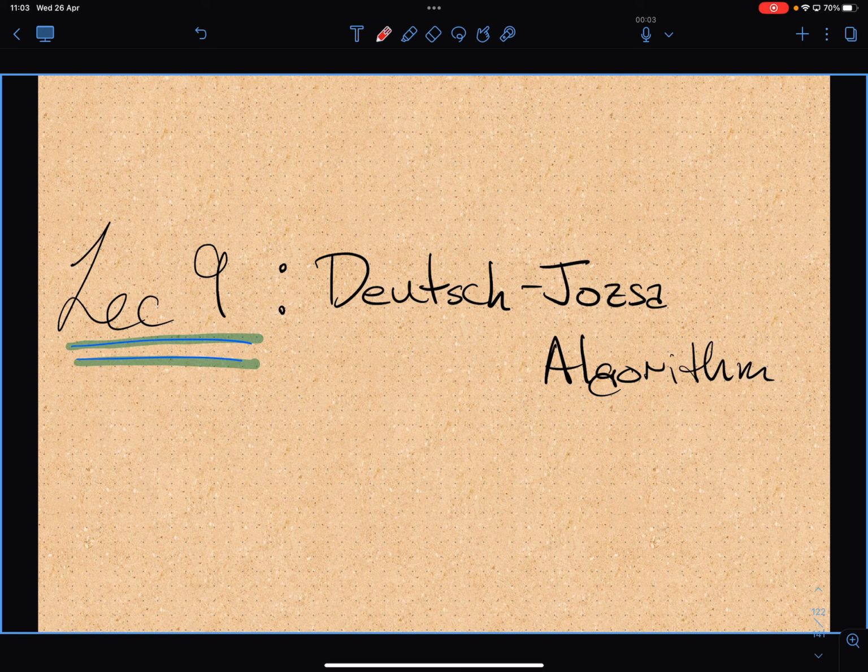For preparation, you should sign up for the IBM Quantum platform and create an account, so that you can start coding.